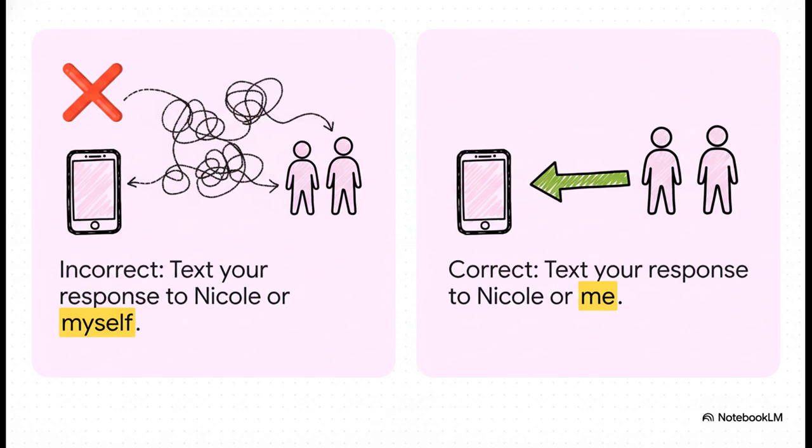That's it. And here's the second really common trap, using myself as an object when it isn't actually reflecting back to the subject. In the sentence, text your response to Nicole or myself, the word should simply be me. Now, why is that? Because the pronoun isn't reflecting back on the person doing the texting. Here's a super easy trick. Just take the other person out of the sentence. You would never say, text your response to myself, right? You'd say, text your response to me. Well, the same rule applies here.